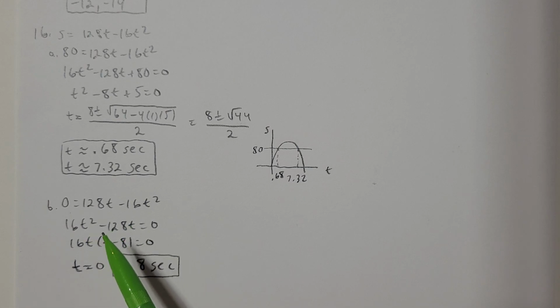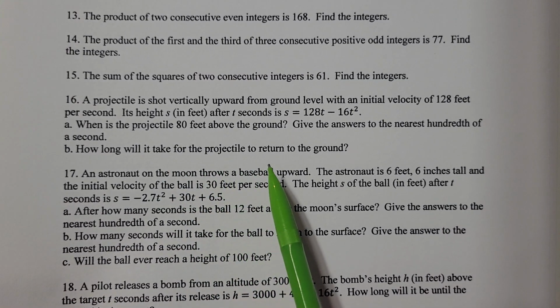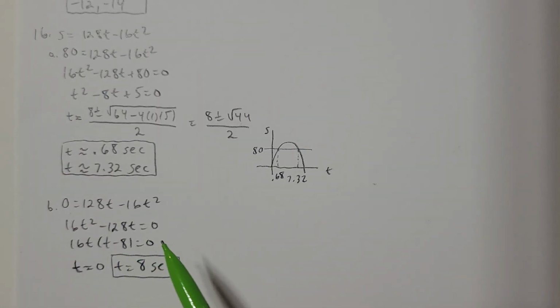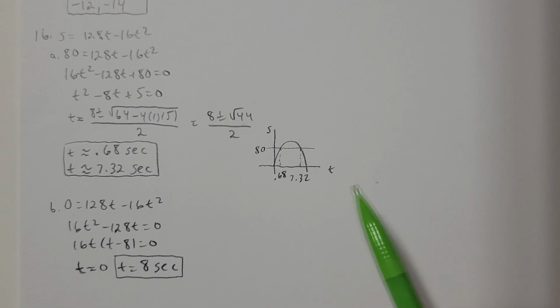The first thing is, I always think about factoring first. 16t is in common of these two terms, so if we factor that out, we got 16t times t minus 8. 16t equals 0 means that t equals 0. T minus 8 equals 0 means that t is 8. Okay, now the question says, how long will it take for the projectile to return to the ground? Okay, so at t equals 0, at time 0, we haven't launched the thing in the air yet. Okay, it looks like it's going to take 8 seconds for the object to return to the ground.